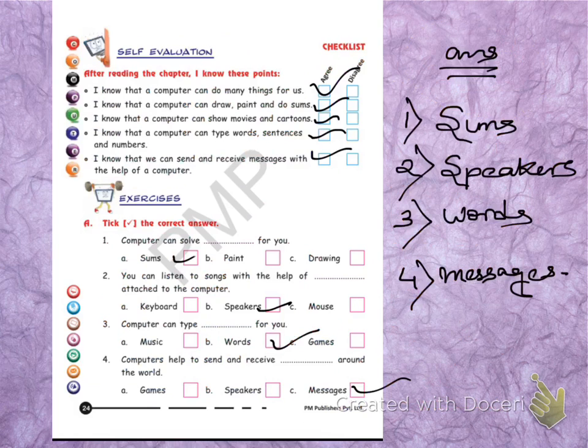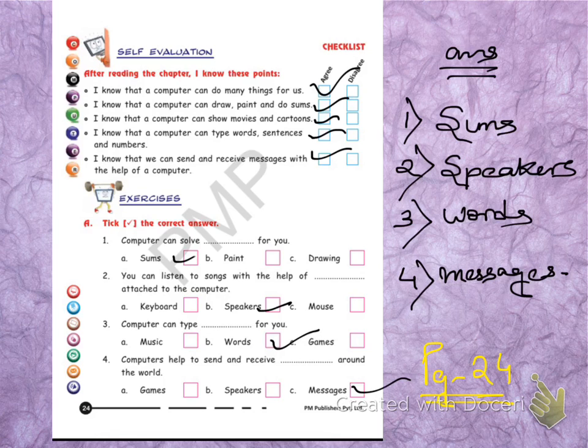Alright. Now children, let us solve some question answers. So for that, please turn to page number 24. I hope all of you have turned to page number 24. So turn to page number 24 to solve the question answers. Where will you solve the question answers? You will solve it in the book itself. Okay. Now, let us see.